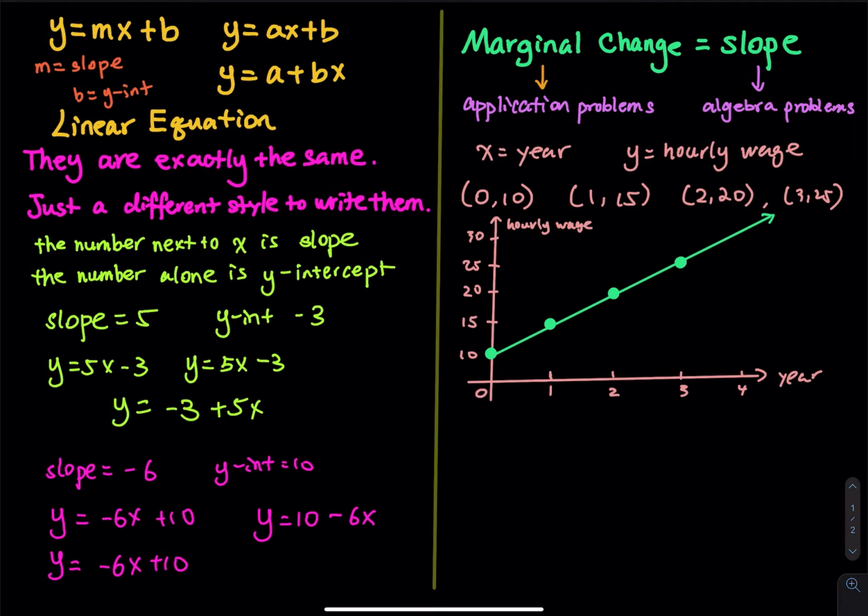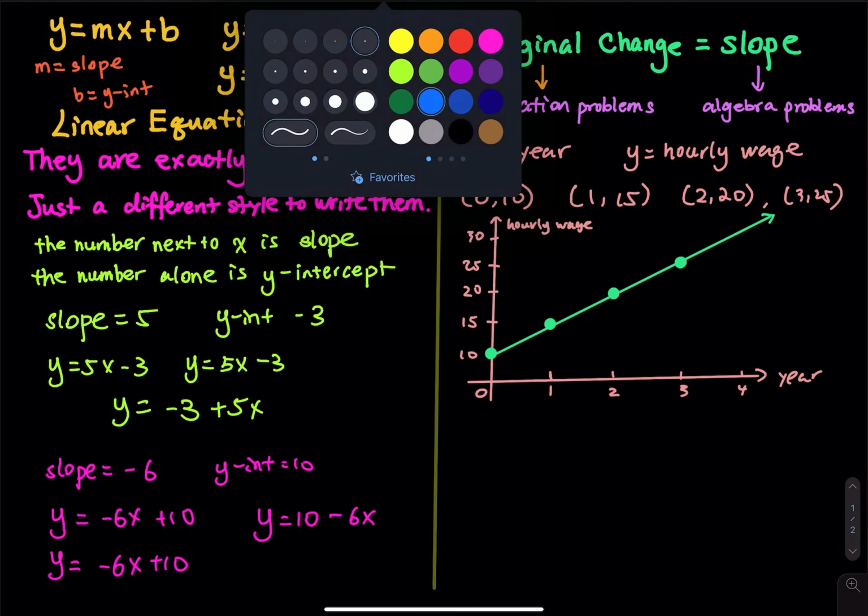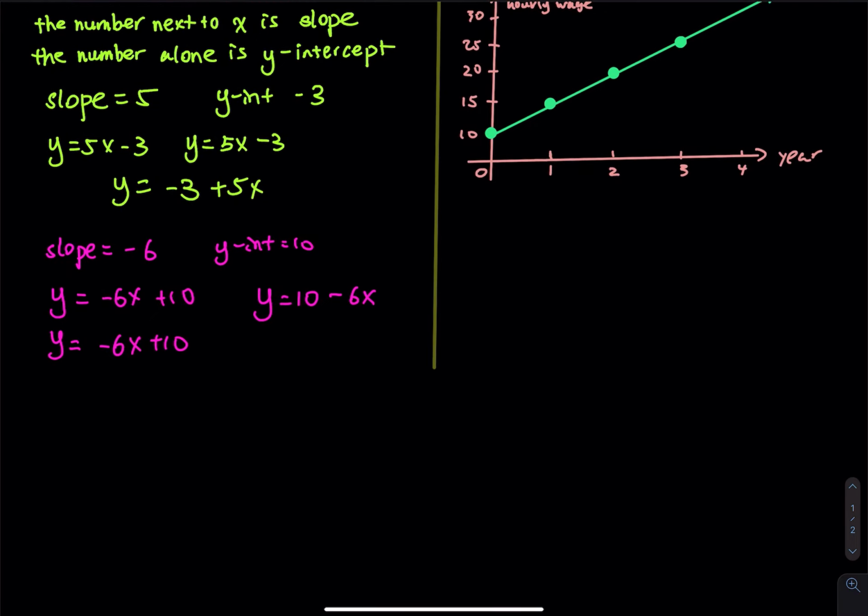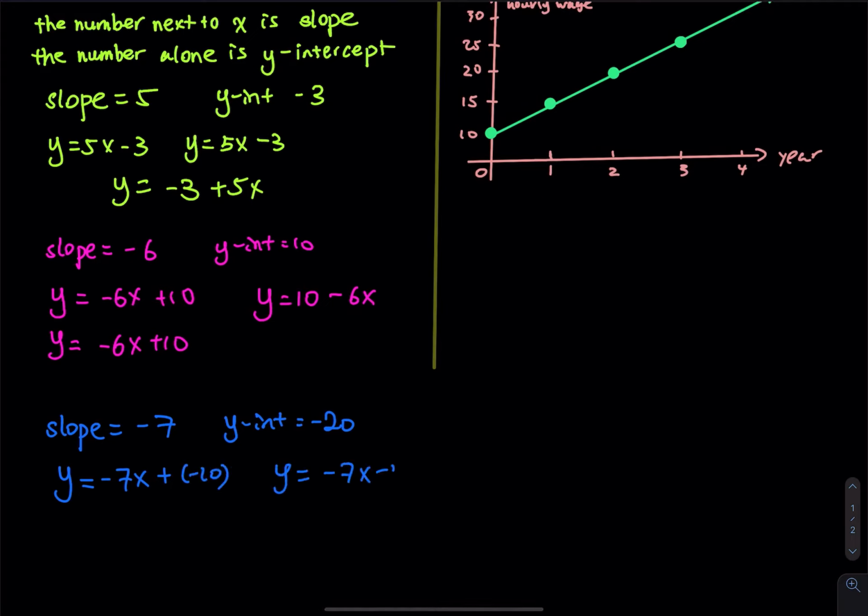What if they are both negative? So let's do another one. What if the slope is equal to -7, and the y-intercept is equal to -20? Then mx + b would be y = -7x + (-20), so that will be y = -7x - 20.